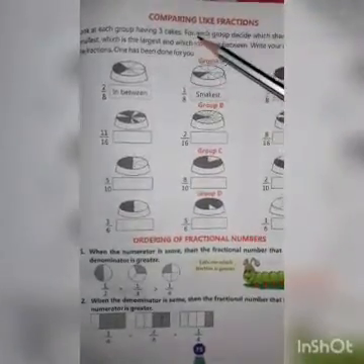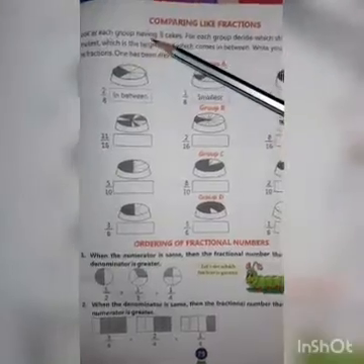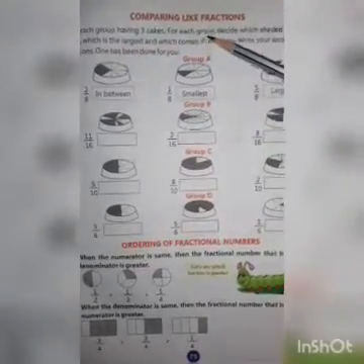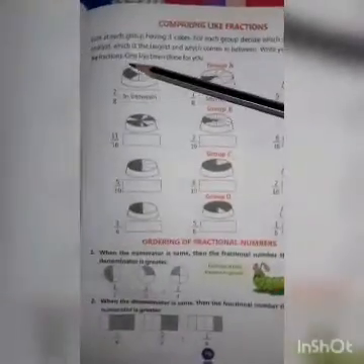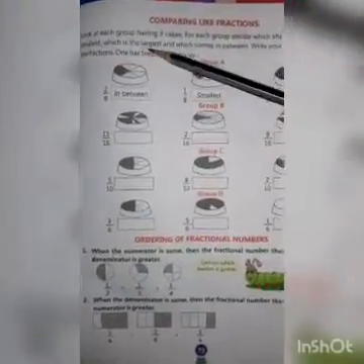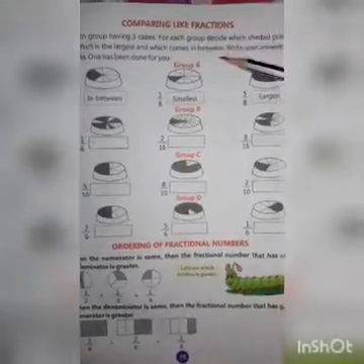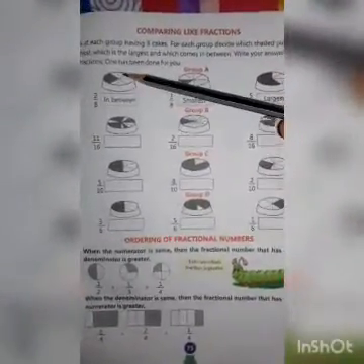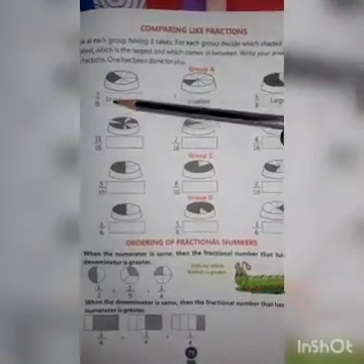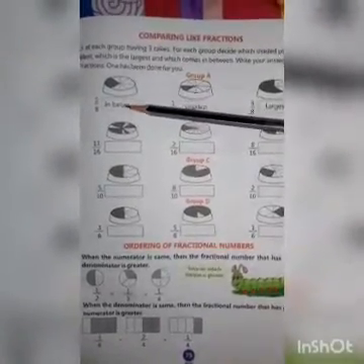On the next page, comparing like fractions. Look at each group having 3 cakes. For each group, decide which shaded piece is the smallest, which is the largest, and which comes in between. Write your answer next to the fraction. One has been done for you here: 2 by 8 is in between.